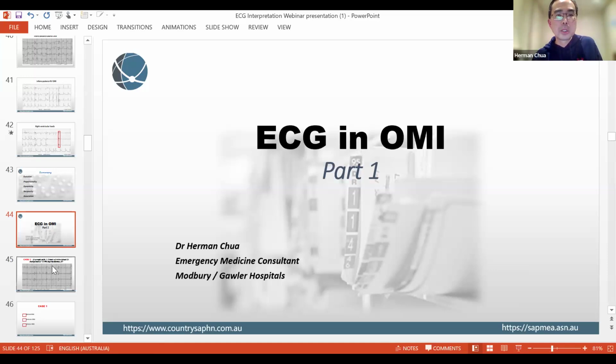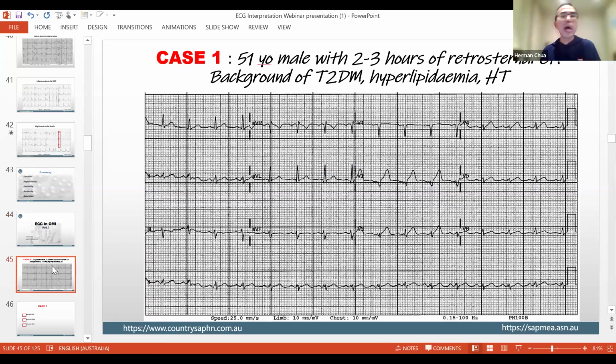All right. So this is case number one, right? Okay. So case number one is this, right? Is that by the way, these are all real cases that we saw, through our departments. And so this is a 51-year-old male who presents with 2 to 3 hours of retrosternal chest pain with a bunch of risk factors, right? So, good story. And this is the ECG, right?